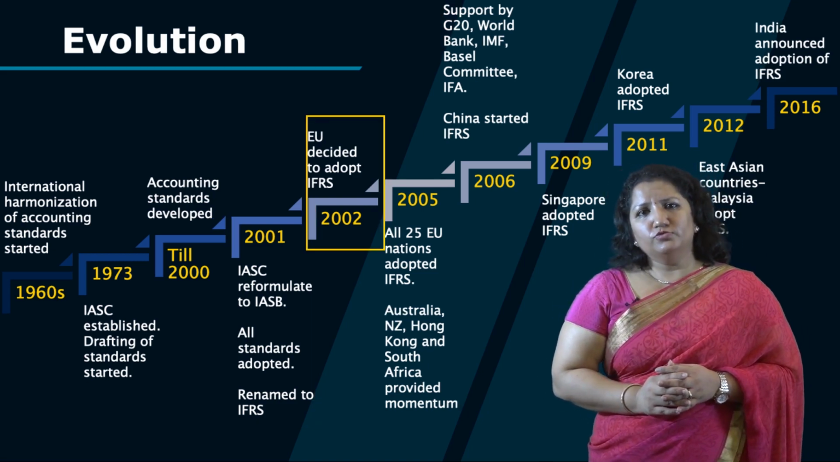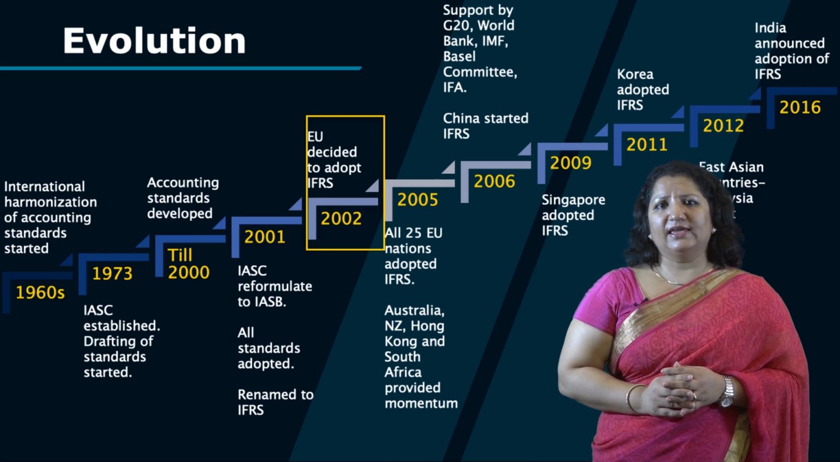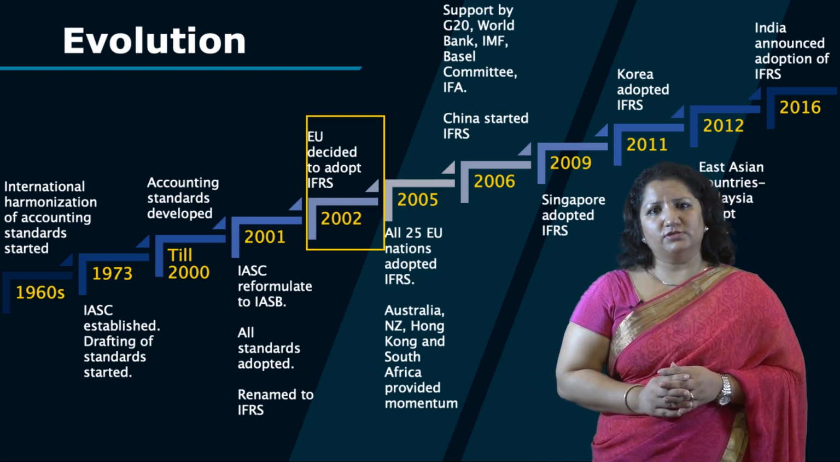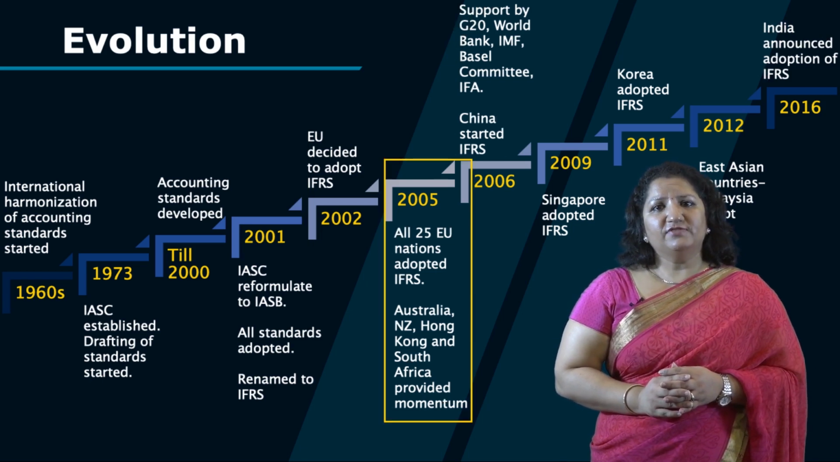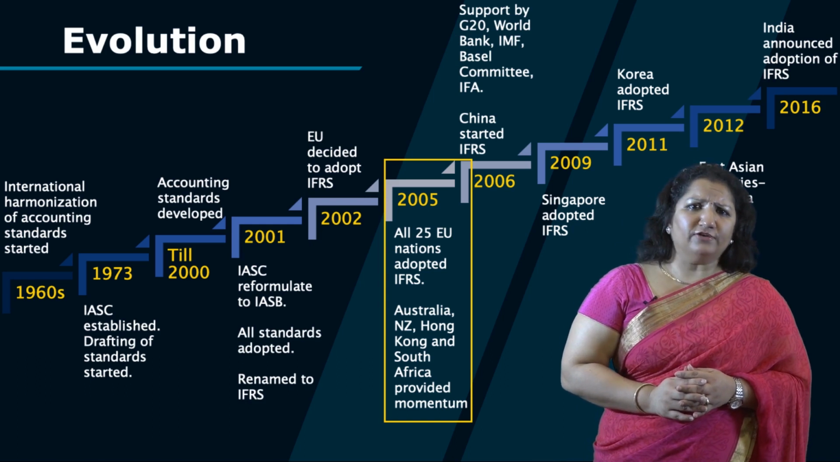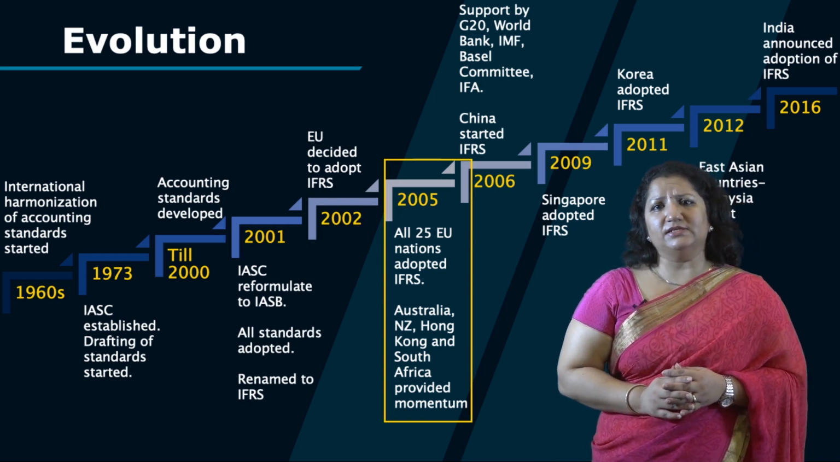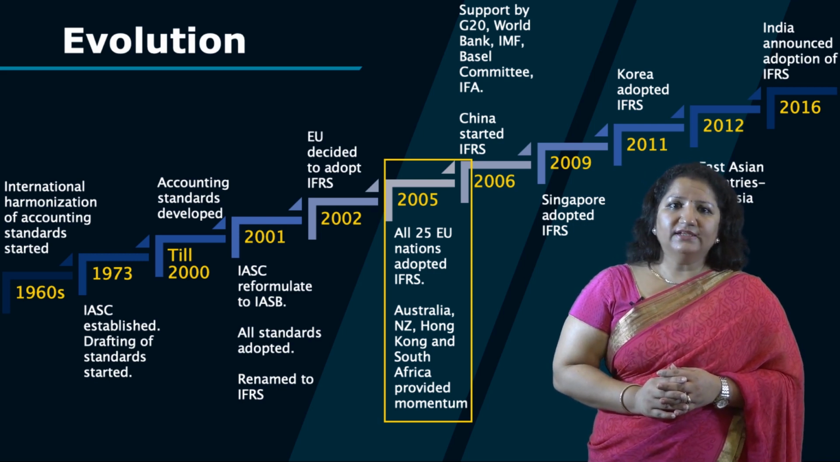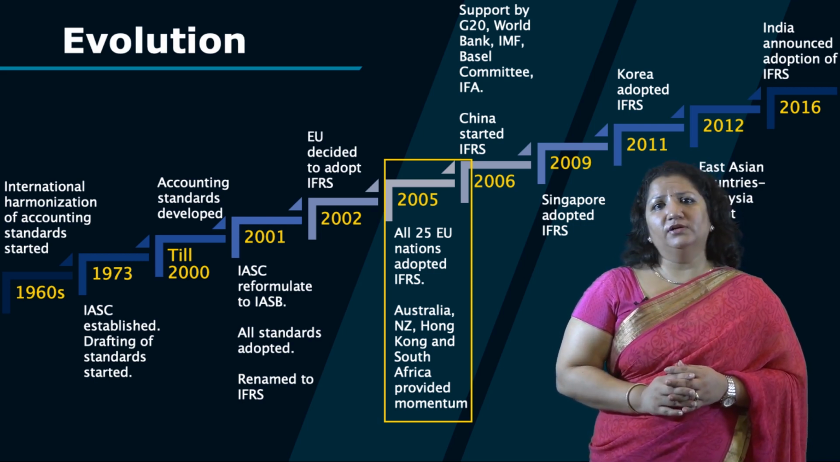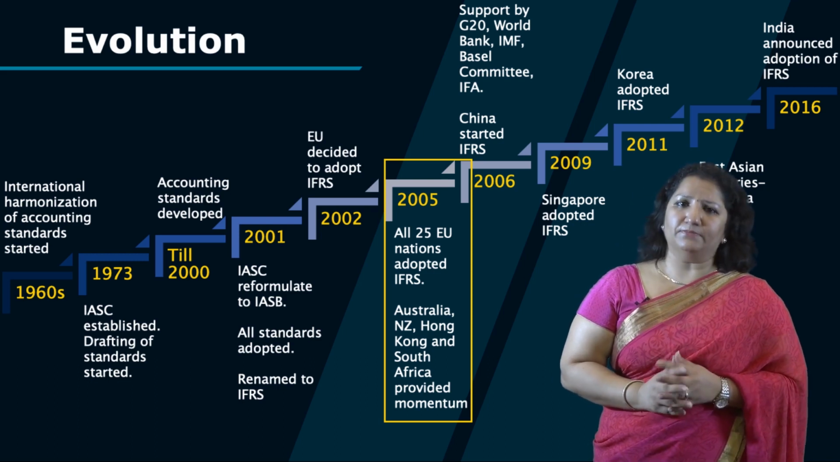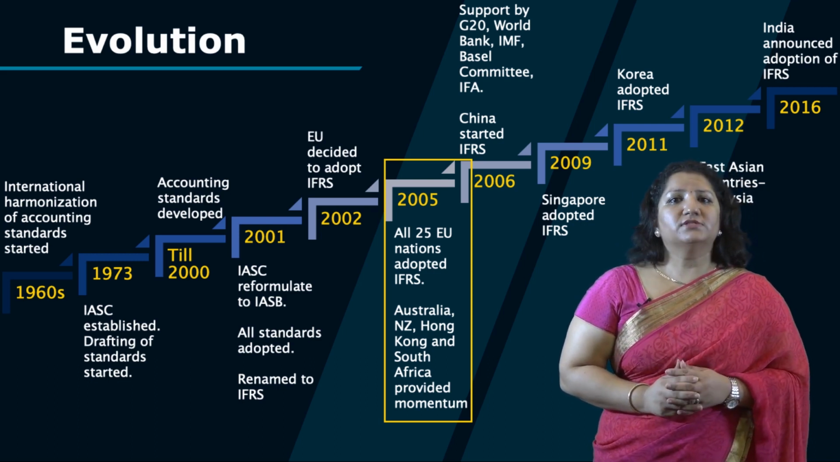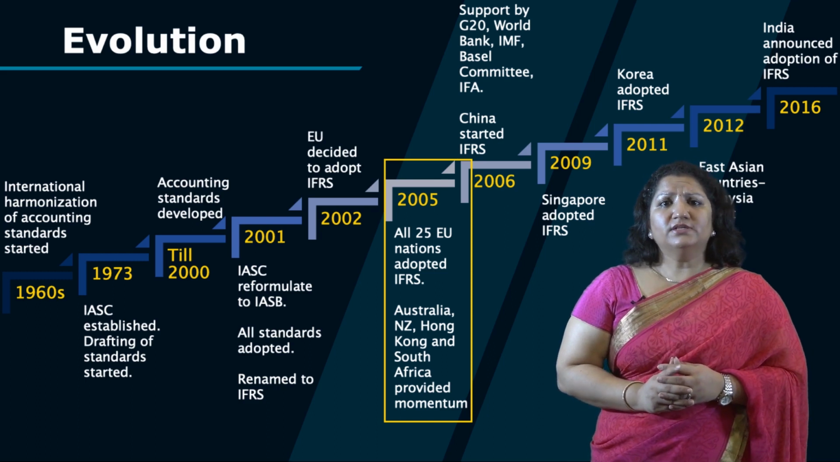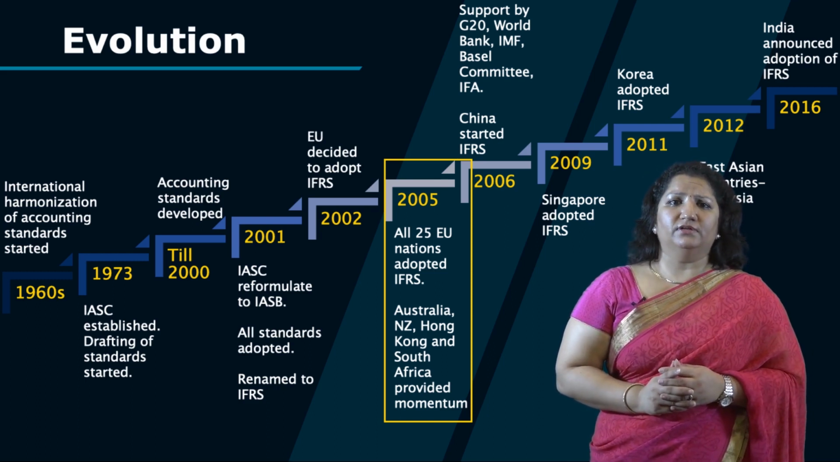The first major boost to these new standards came with the European Union's decision to adopt them in 2002. EU had 25 nations as its members. With this decision, it became mandatory for all EU registered companies to adopt IFRS by 2005. This brought in nearly 1/3 of the world economy at once under the ambit of IFRS. The EU decision provided momentum toward a single standard throughout the world.